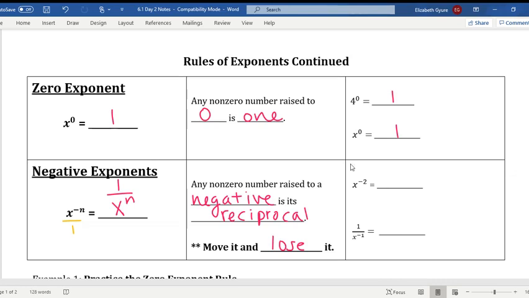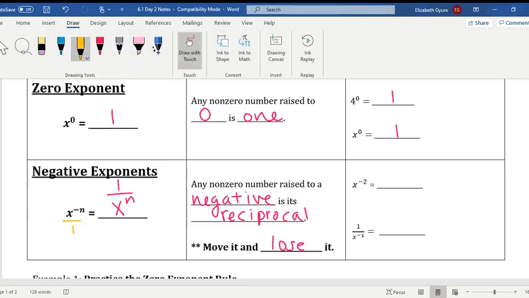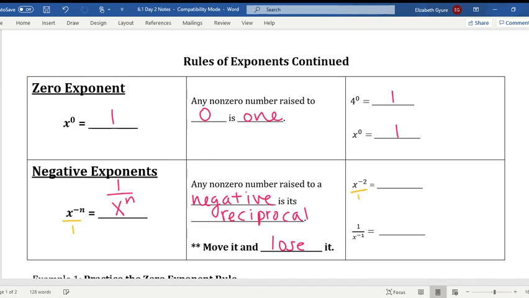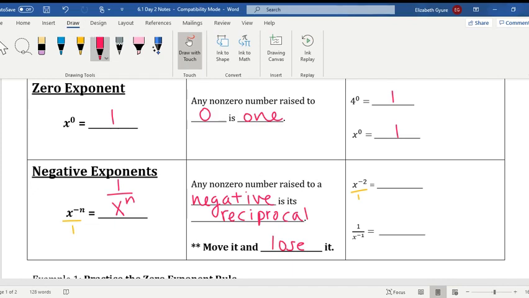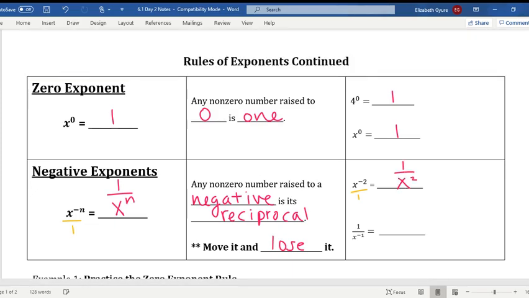So if you look over here, I have x to the negative 2. Remember, I can technically put any number I want on top of a 1, like make it a fraction. So I'm going to move my x to the negative 2 to the bottom, and I'm going to lose my negative sign. So it's going to become 1 over x squared.